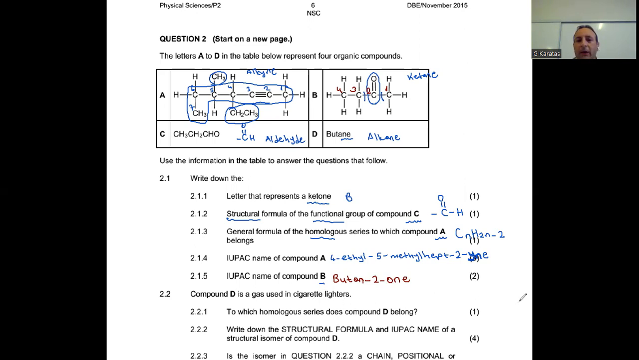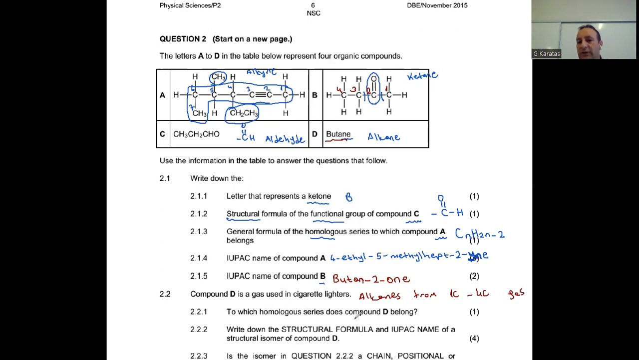And then compound D is a gas used in cigarette lighters. Compound D, what was it? It was butane. Here I need to mention alkanes from 1 carbon up to 4 carbon are all gas at room temperature. So methane, ethane, propane, and butane, they are all in the gaseous state at room temperature.